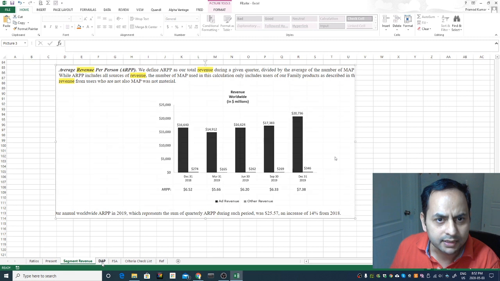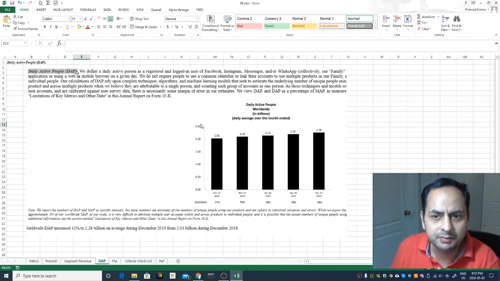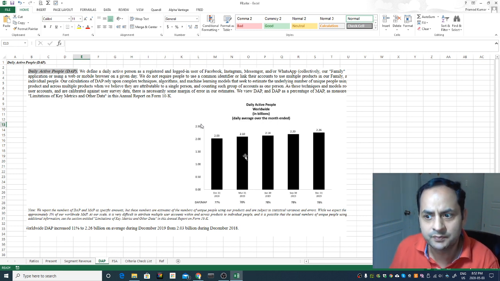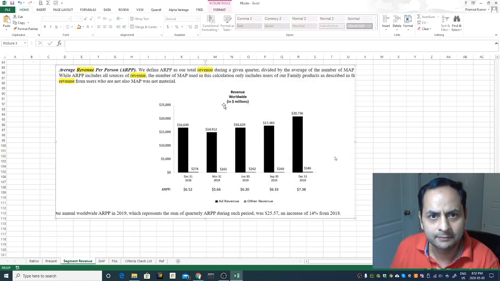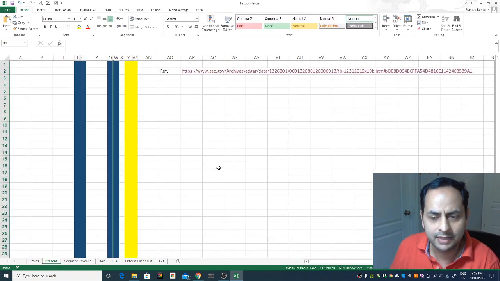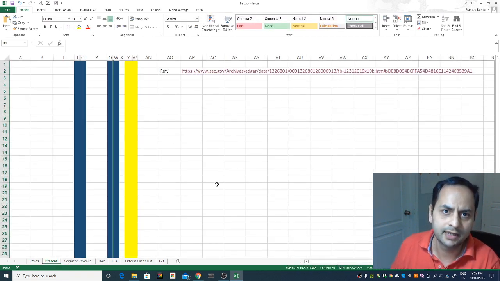One more thing I want to share is daily active people. This is how they define DAP, daily active people. You see 2.26 billion worldwide DAP, up 11%. That is very good. So after considering this future growth and solid financial statements, I recommend that this is good.